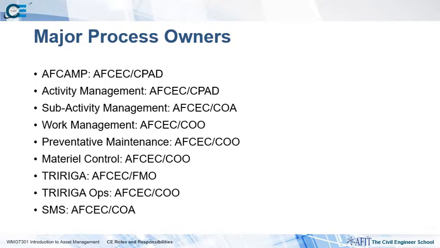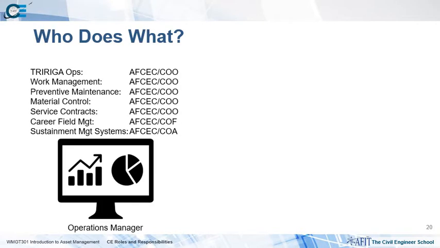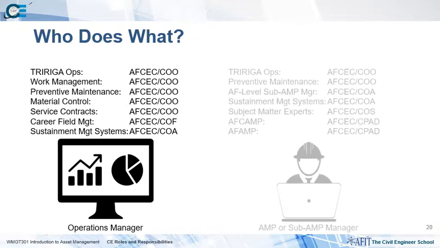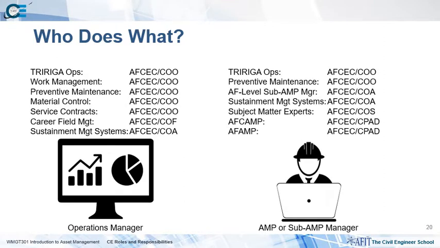Here's a list of major processes that apply to the base level activity manager and their process owners at AFCEC. Take a few minutes to review this slide and think about what might apply to you in your job right now. So, if you're an operations manager, a majority of the functions that you support fall under AFCEC CO. If you're an activity or sub-activity manager, the functions that you support fall between AFCEC CO and AFCEC CP.